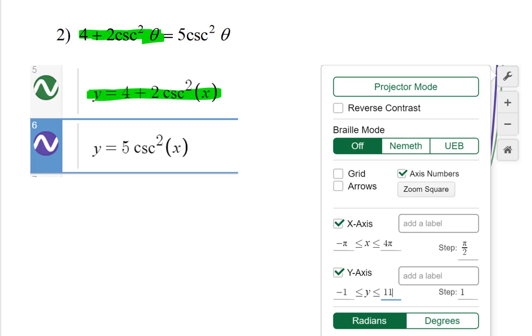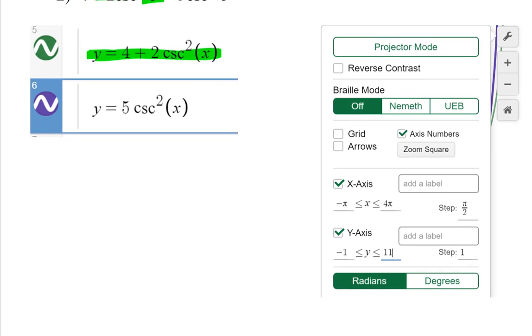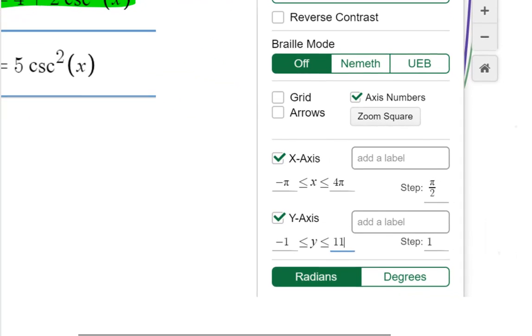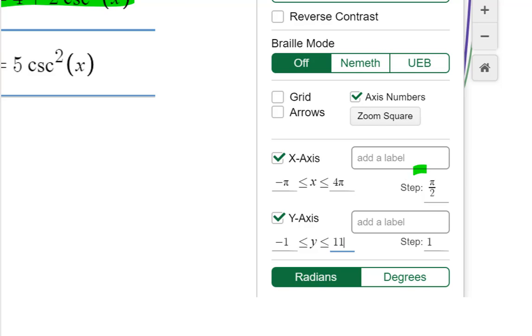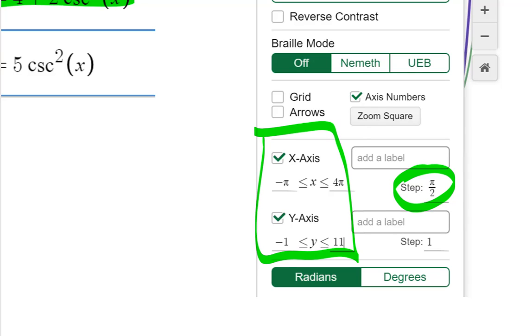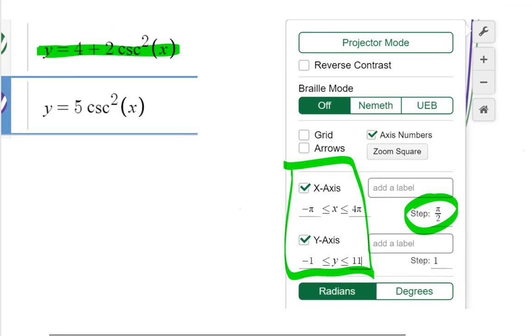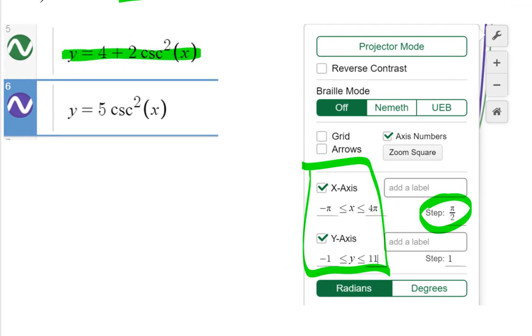Now what's going to make this one a little bit different, I want you to notice your x-axis. We're still going to have a step size of pi over 2, but this time, just because it'll be a little bit easier to see everything, we won't have to zoom in and out as much, I want you to have your x and y axis kind of match mine, where we go from negative pi to 4 pi for the x-axis, and the y-axis is going to go from negative 1 to 11. So go ahead and get that set up, hit pause, and then come on back, and let's just start playing.